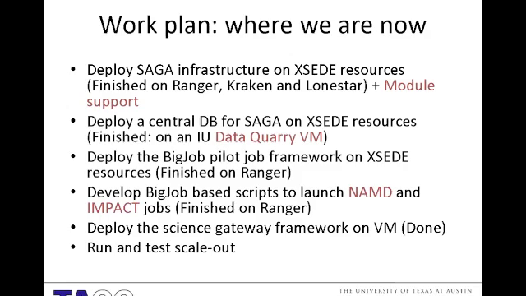Where we are now, considering that we started September 15th officially, we have Saga deployed on XSEDE resources, we have modules to support it, and we have a central DB that is hosted on a data query virtual machine. We have since moved from the small machine hosted by the Saga development team. We have deployed BigJob on Ranger and tested that. We have scripts to test NAMD and Impact on Ranger and Kraken. We are working on the Science Gateway. It is done, but it can't submit quite yet. And we're preparing to run large-scale and production tests, hopefully by the end of next week.